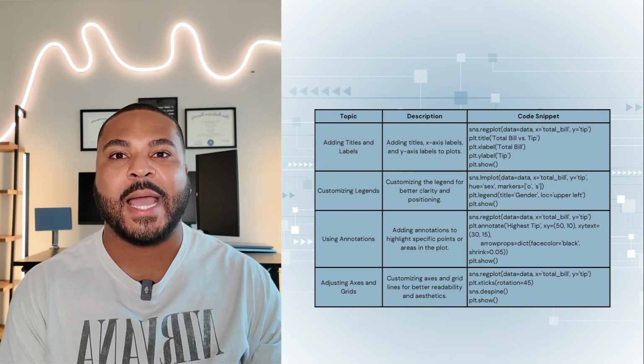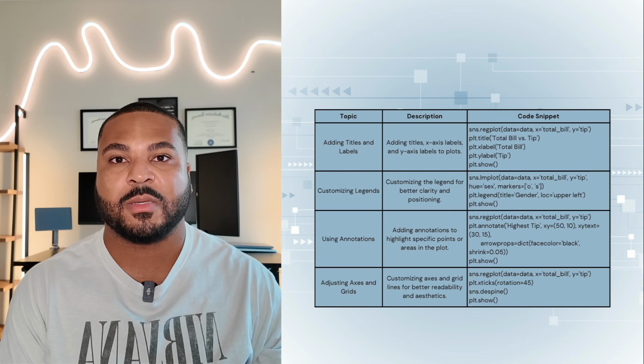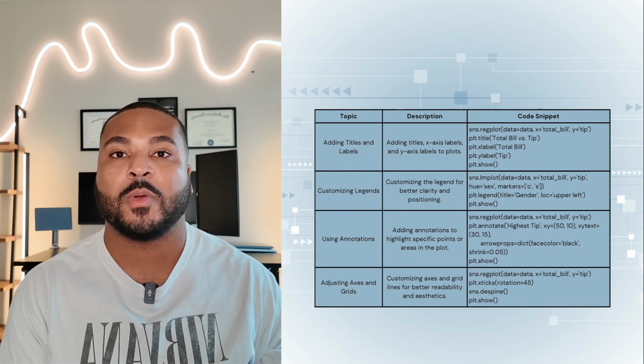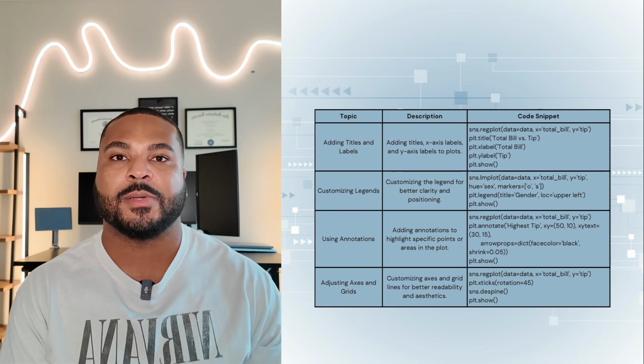Annotations can be used to highlight specific points or areas in a plot, providing additional context or drawing attention to important details. Here's an example of how to add an annotation, as shown in the code snippet.